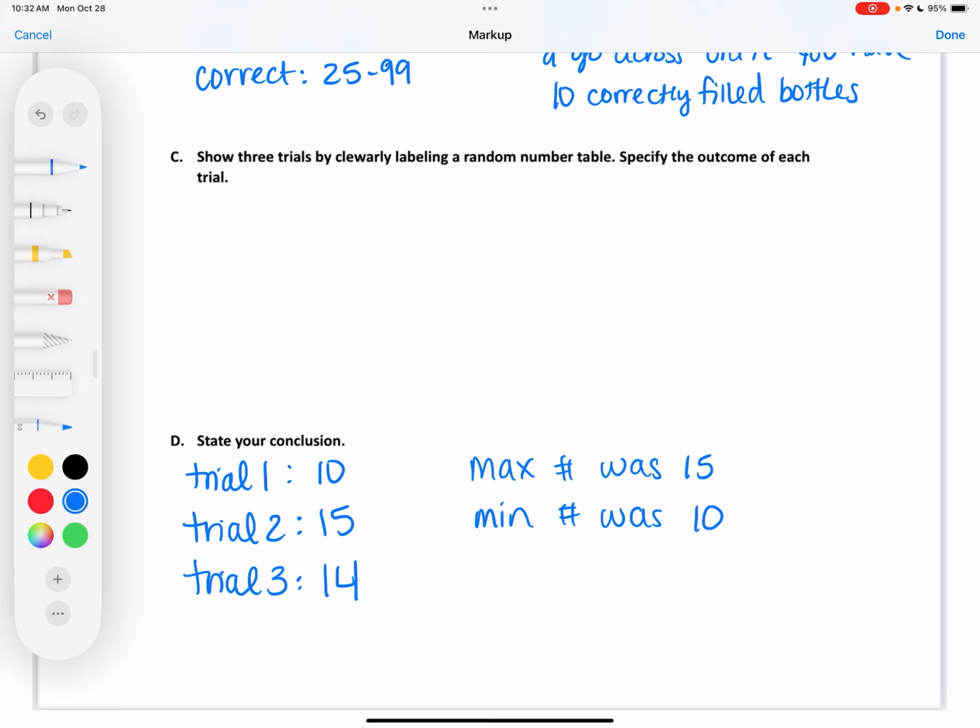And so then we would want to find the average. So 10 plus 15 plus 14 divided by 3. So 13. It took 13 bottles on average to get 10 correctly filled.